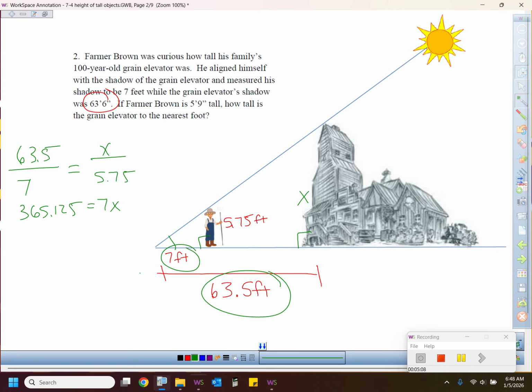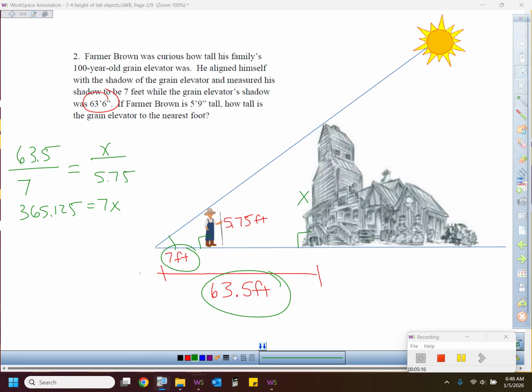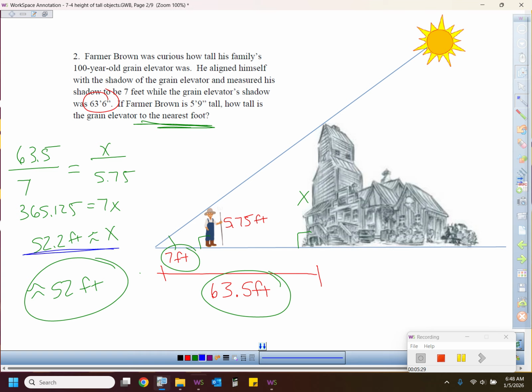And then we divide that by 7. About 52.2-ish is what we'll get. x is about 52.2. That's in feet, but they say to the nearest foot, so we'll say it's about 52 feet tall. I still like to put the decimal to show people that it didn't come out perfect or anything like that. But when we're rounding to the nearest foot, because that's what they tell us to, that'll round down.